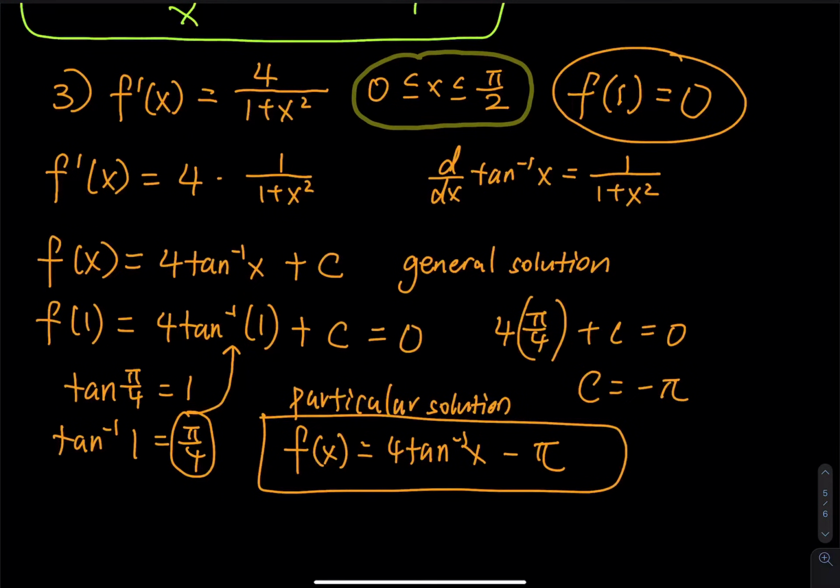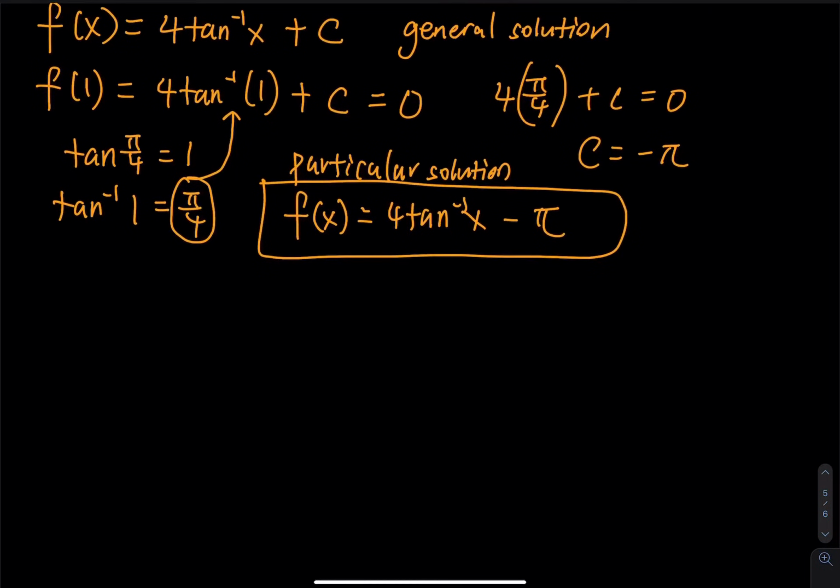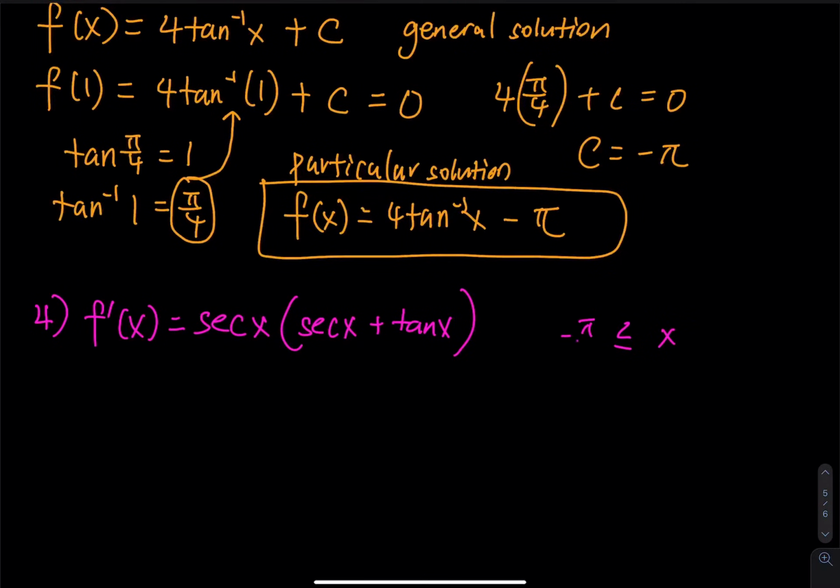Moving on to number 4, we switch color for a new problem. Number 4, we have f prime of x equals secant x times secant x plus tangent x, and then there is a domain for x. They want x between negative pi over 2 and positive pi over 2. So in terms of the unit circle, x is between quadrant 1 and quadrant 4. Negative pi over 2 is 90 degrees clockwise.